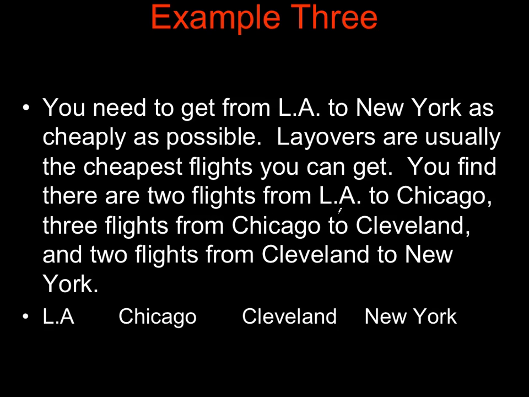You find there are 2 flights from LA to Chicago, 3 flights from Chicago to Cleveland, and 2 flights from Cleveland to New York. So basically we're trying to get from LA to New York. When we look at this, from LA to Chicago we have 2 flights, or 2 possibilities. From Chicago to Cleveland we have 3 flights. And then from Cleveland to New York we have 2 flights. So this is our first example where we have 3 experiments happening all at the same time.